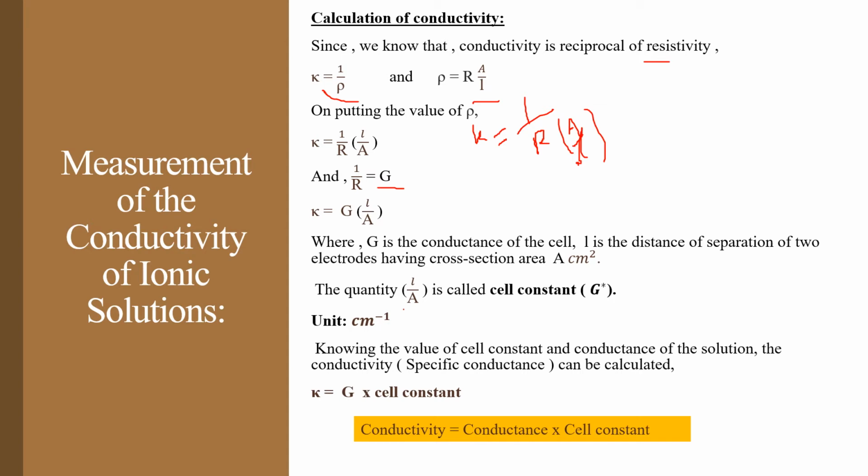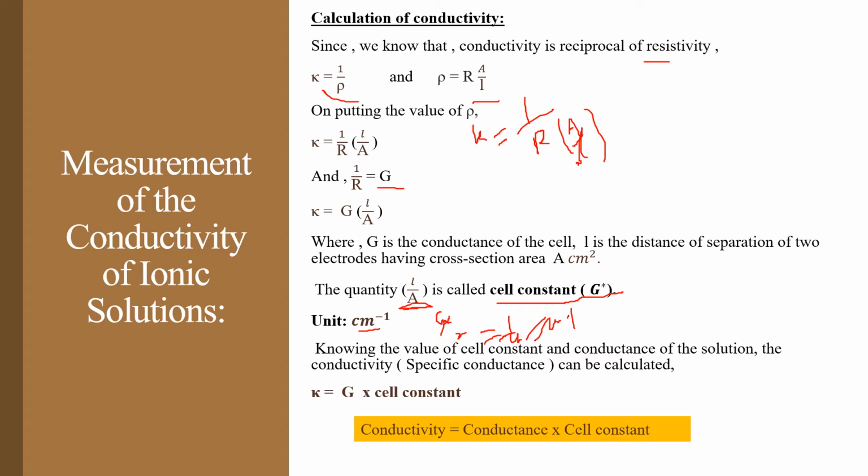This quantity L upon A, length upon area, is called cell constant and it is denoted by G star. So the unit of this cell constant G star is centimeter inverse. If the length is in centimeter and area of cross section is in centimeter square, the unit will cancel and the unit comes to be 1 upon centimeter, that is centimeter inverse. Unit of cell constant comes to be centimeter inverse.